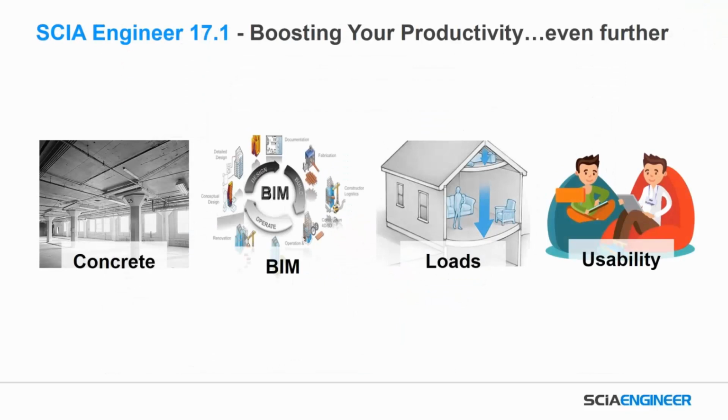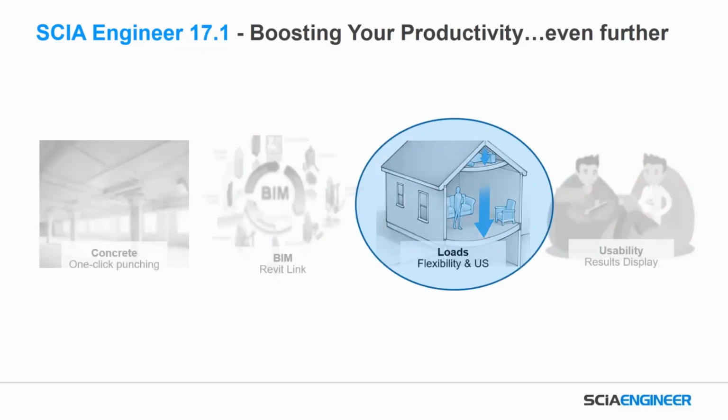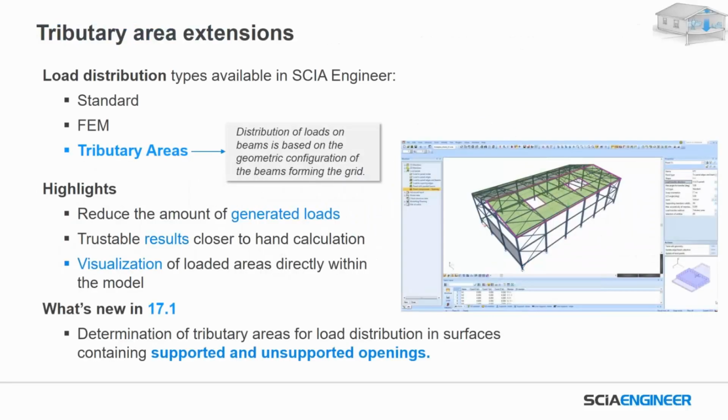That was really our real focus for BIM, on Revit, and the next thing that we improved was the ability and some flexibility with loading and loading conditions in the software. Many people remember our addition for tributary area load distribution in load panels and in diaphragms and other elements in version 17. For those that aren't familiar, SCIA now has three different load distribution types: standard, finite element analysis, and then tributary areas.